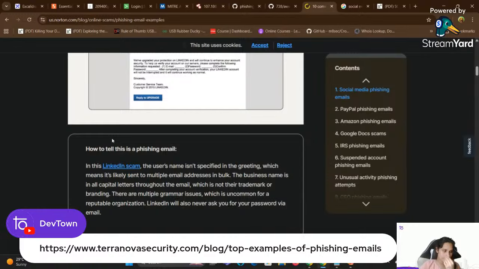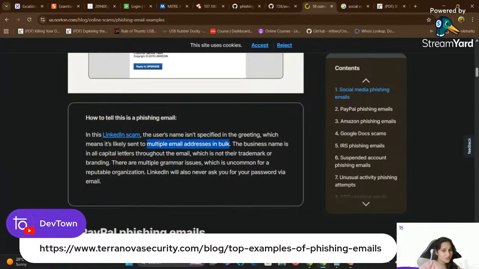Now over here you can see that they have which means it's likely sent to multiple email addresses in bulk. As I stated, sometimes an email goes to spam because it is sent in the form of bulk, guys. So you can see over here how this basically goes into spam, and sometimes you don't even understand why it is actually in spam, because they are sending it in bulk.